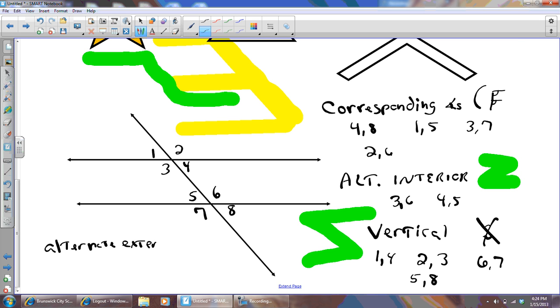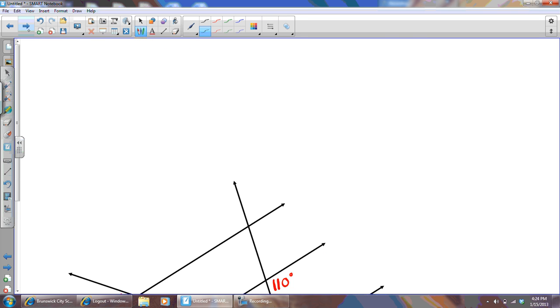Okay, and then there's one other type we know, and that's alternate exterior. That would be like 1 and 8. They alternate sides of the transversal, and they're outside the parallel lines, exterior. 2 and 7 are also alternate exterior. You need to know those names for the test: corresponding, alternate interior, vertical, and alternate exterior. Also, supplementary and complementary would be good to know. Supplementary angles make 180, right?